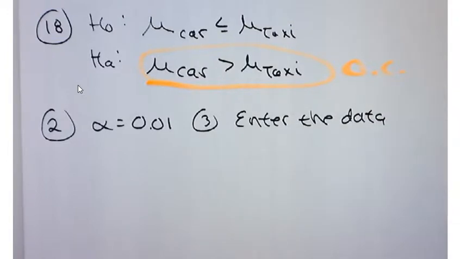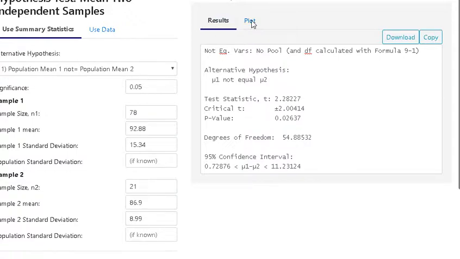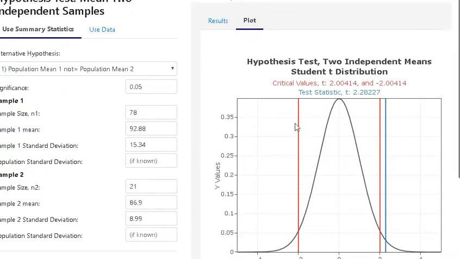Now in a traditional class, step 3 would be to find the appropriate point on the t-distribution and set up your reject and fail to reject regions based on that. For the previous problem, your two-tailed test gives you critical regions to the left of negative 2.0414 and to the right of positive 2.0414. So anything to the right or to the left of those puts you in the rejection region.